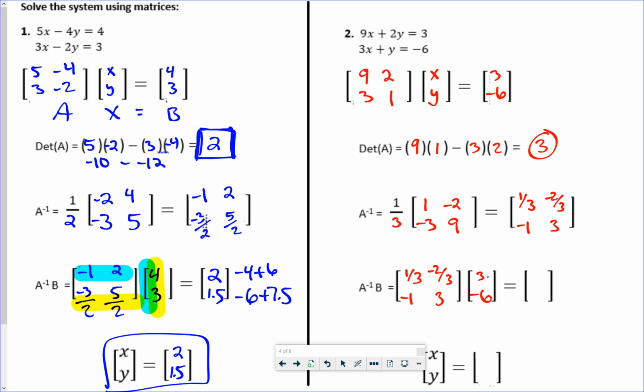All right. So okay, let's actually. Yep. 1/3 times 3 is 1. Yep. And then what's negative 2/3 times negative 6? 4. So what's that first number going to be? 5. There you go.